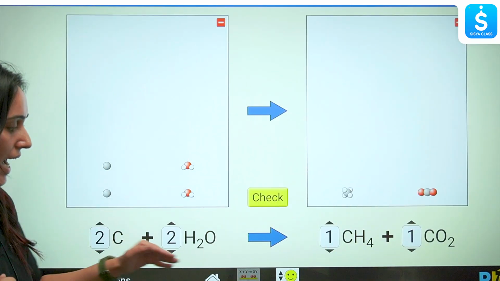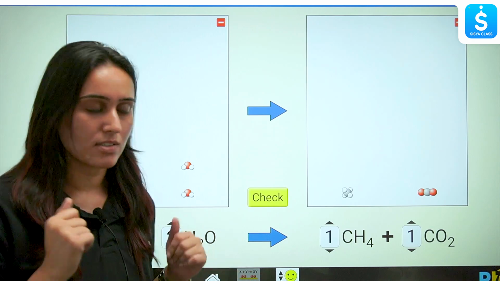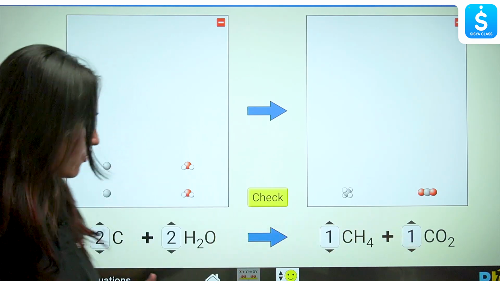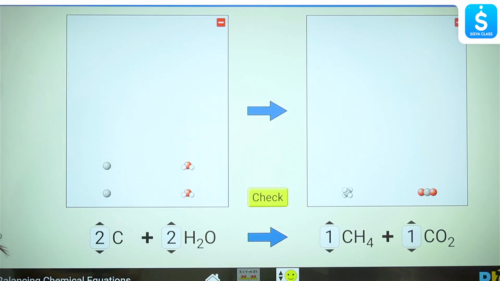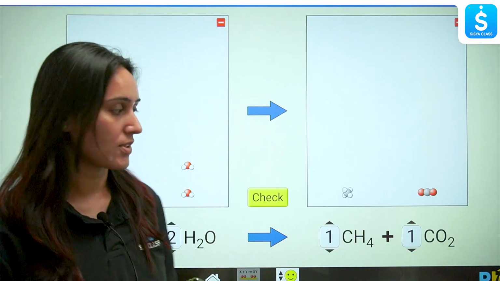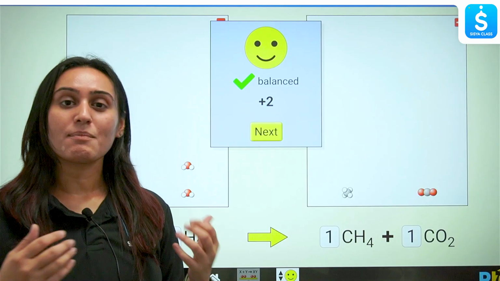Now see, are all the atoms balanced on both sides? Are they equal or not? Okay, so I can see 2 carbon atoms here, 2 here, 4 hydrogen atoms here, 4 here. And what about oxygen? 2 oxygen atoms on the reactant side as well as on the product side. So this is a balanced chemical reaction. Let's check it now. Okay, so we will check it and see it is completely balanced.